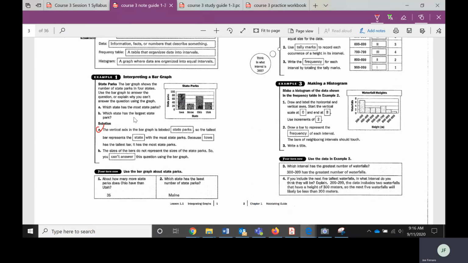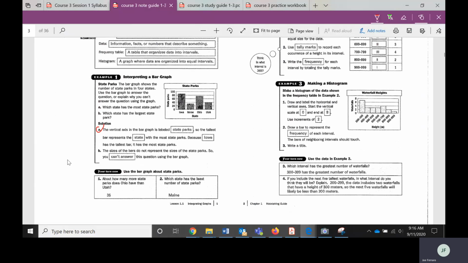Letter B, which state has the largest state park? Okay, so you have to understand what the graph is about. The graph is about the number of state parks. It has nothing to do with the size. So for letter B, the sizes of the bars do not represent the size of the state parks. So you can't answer this question.